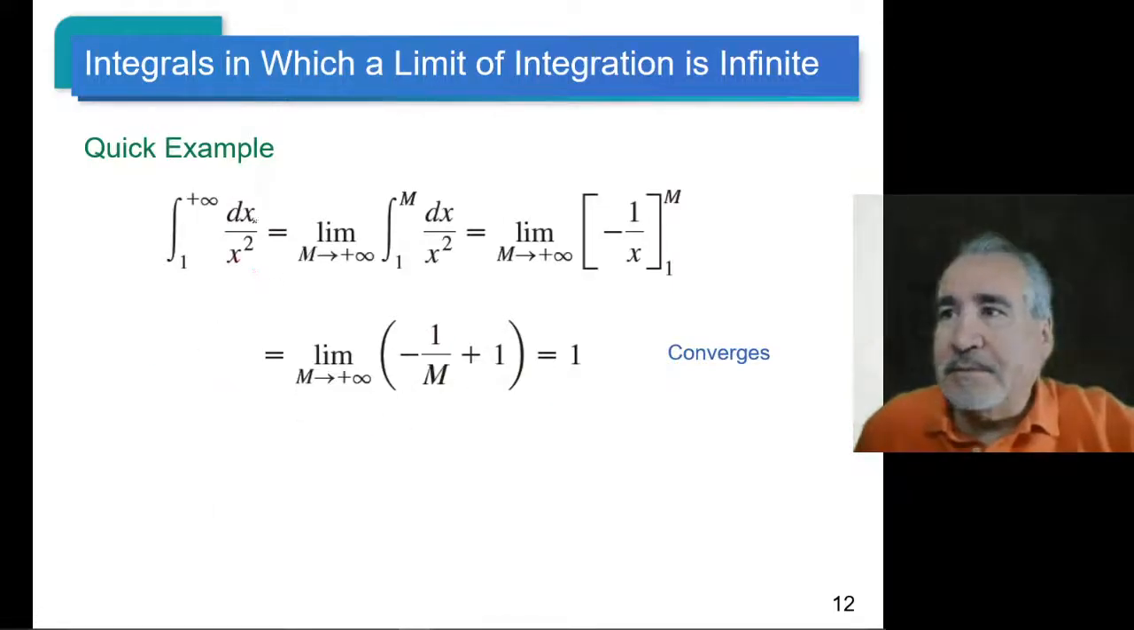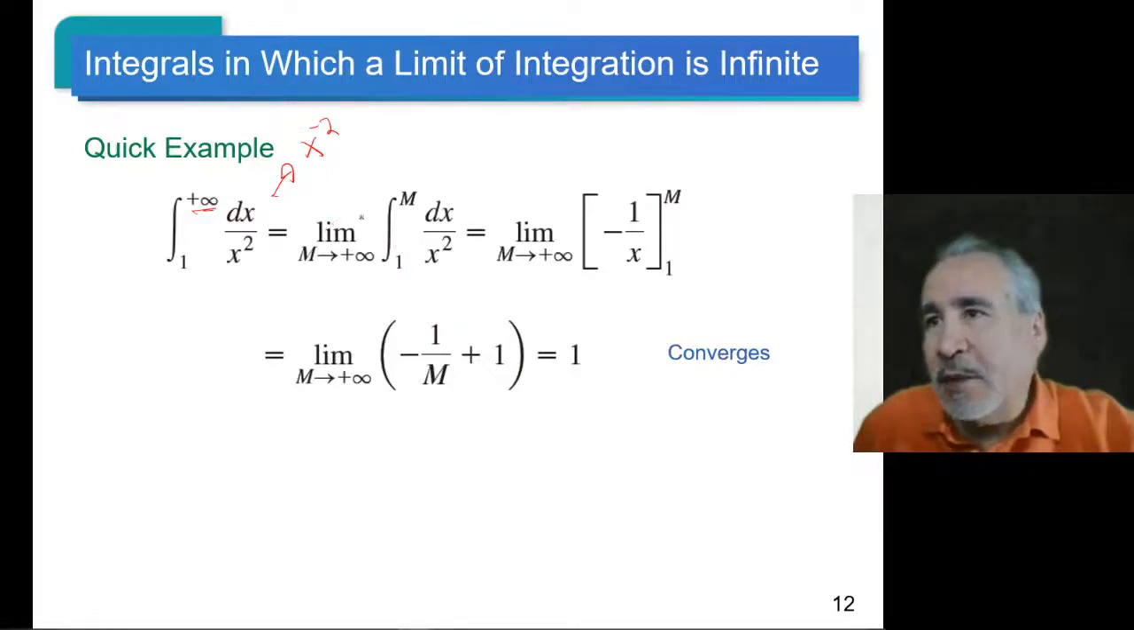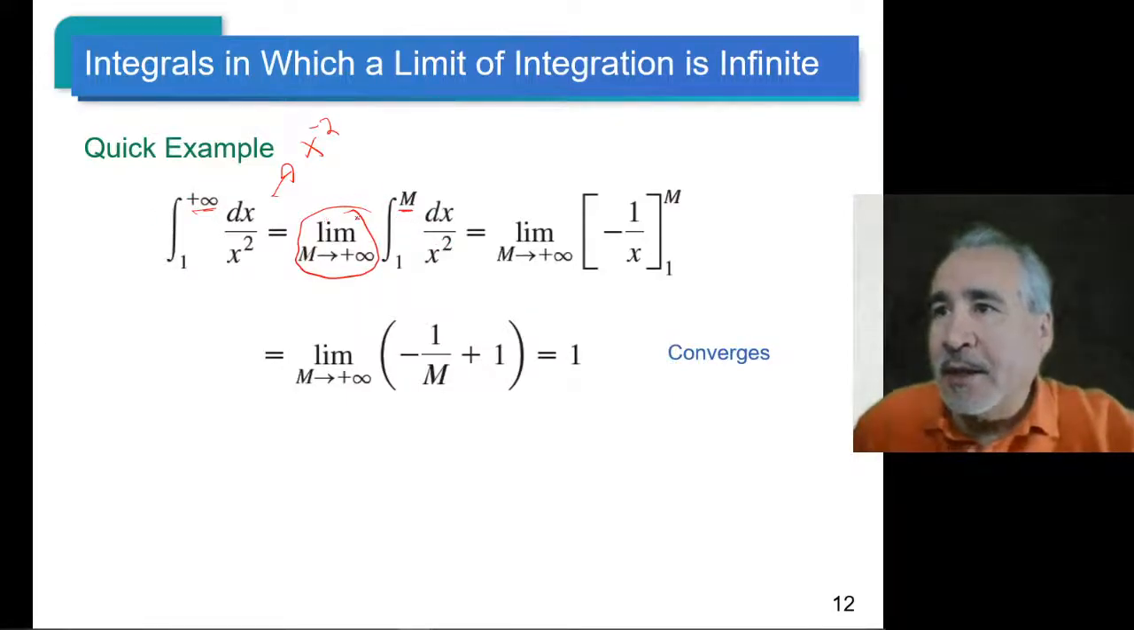And they just work through it all. So we've got this integral going from 1 to infinity, okay? 1 over x squared. So when we integrate this, again, you want to think of this as x to the minus 2. Okay, so they rewrite it with a limit. Notice that instead of writing the infinity, they make it some value m.